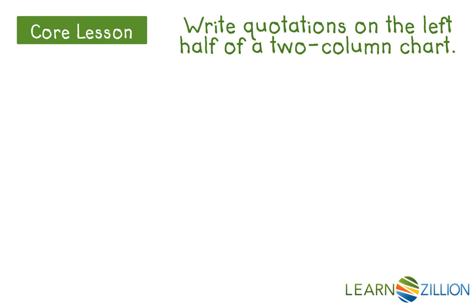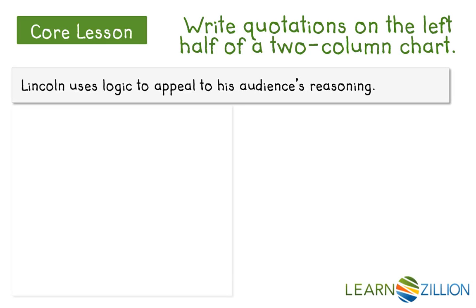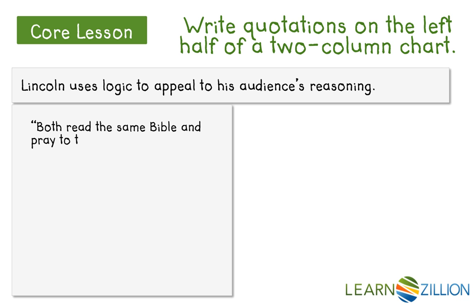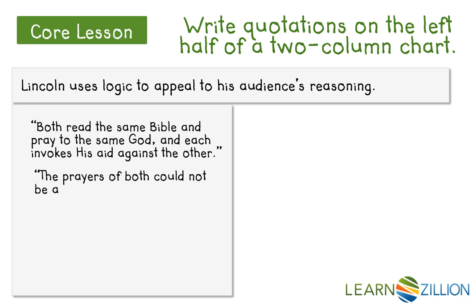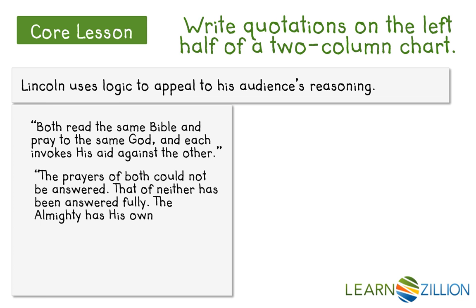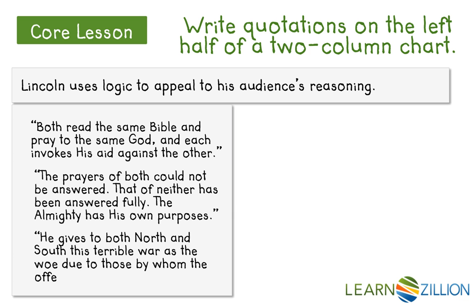Next, write quotations on the left half of a two-column chart. I'm again going to put the main idea of the paragraph at the top of the page. Now I'm going to write, "Both read the same Bible and pray to the same God, and each invokes his aid against the other. The prayers of both could not be answered. That of neither has been answered fully. The Almighty has his own purposes. And he gives to both North and South this terrible war as the woe due to those by whom the offense of slavery came."